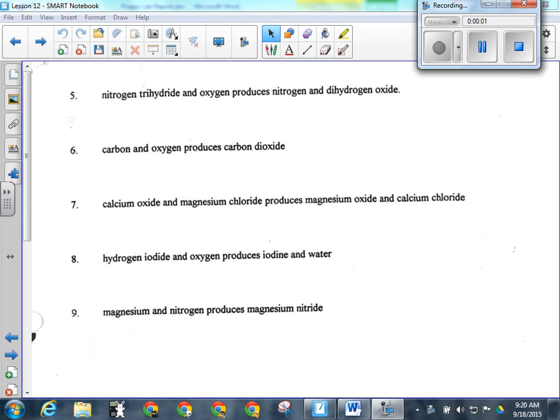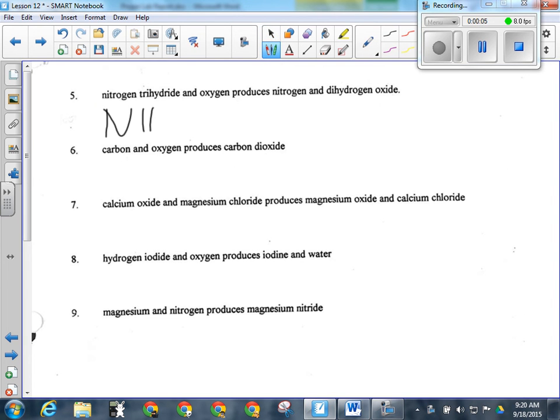So for number 5, we've got nitrogen trihydride. All right, so that's going to be NH3. And oxygen. Okay, is oxygen one of our special elements? Yes, it is. So it comes as O2. Okay, produces nitrogen. Is that one of our special elements? Okay, and dihydrogen oxide. In other words, water. Don't ever write it that way. It sounds silly.